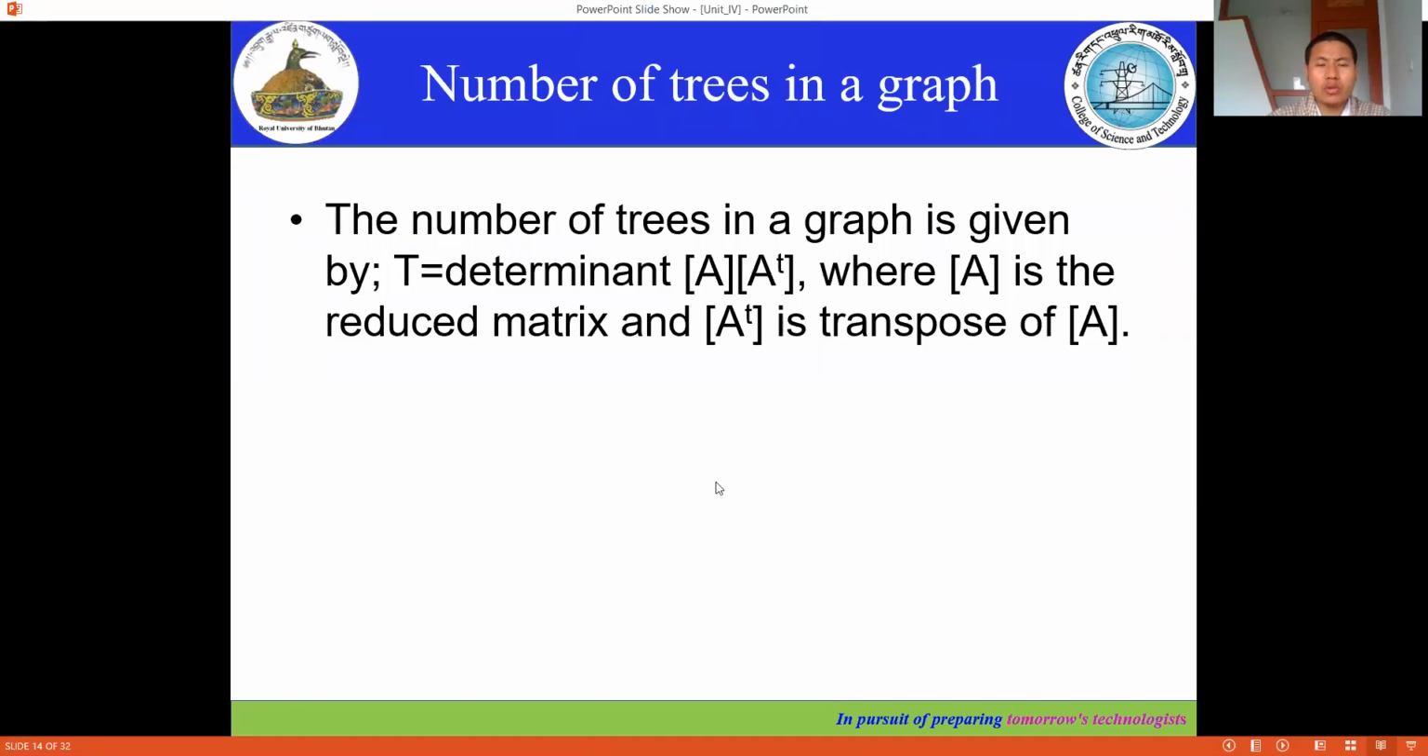In this video, we are going to discuss the application of the incidence matrix and the reduced matrix in determining the number of trees. Now, to determine the number of trees, we need the reduced matrix. Now, how do we obtain the reduced matrix?